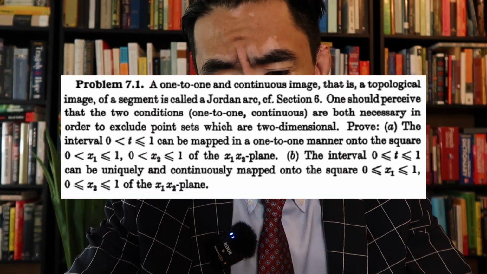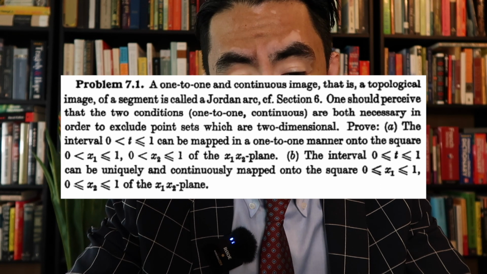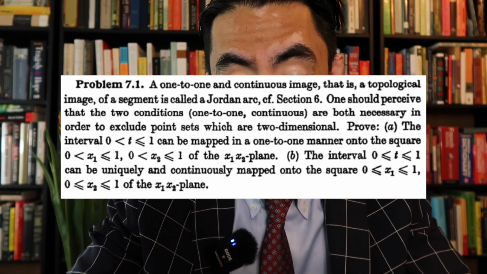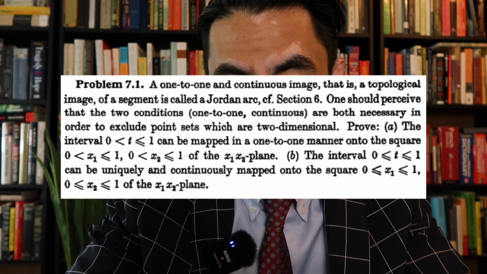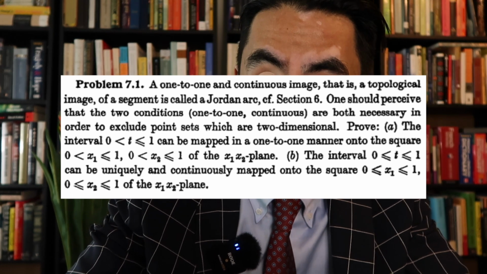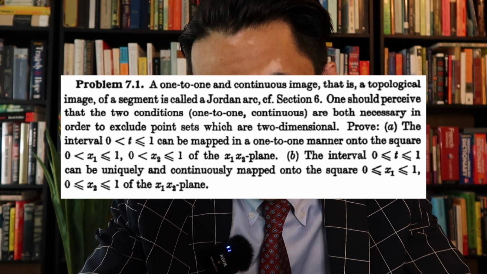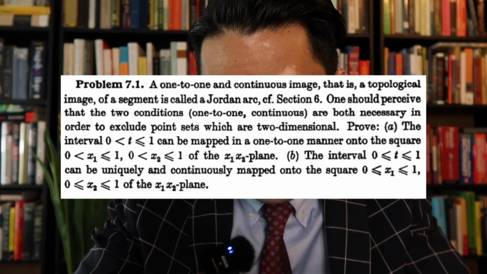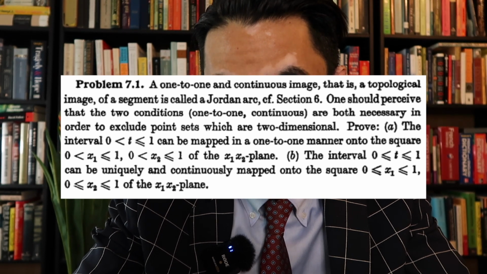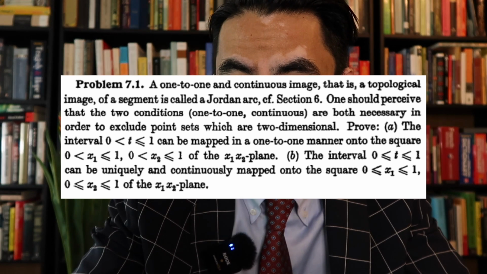So problem 7.1 goes as follows. A one-to-one and continuous image, that is, a topological image of a segment, is called a Jordan arc. One should perceive that the two conditions, namely being one-to-one and being continuous, are both necessary in order to exclude point sets which are two-dimensional. So the problem is two-parted.